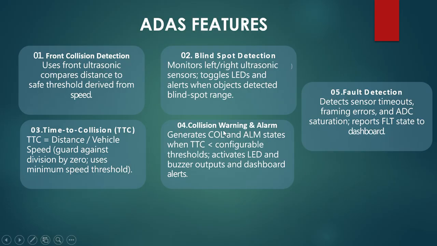The fourth feature is collision warning and alarm. If the time to collision becomes very low, up to the safe limit, the system generates a collision warning and alarm, both visual and audible alerts. The dashboard and hardware outputs such as LEDs and buzzer are activated.